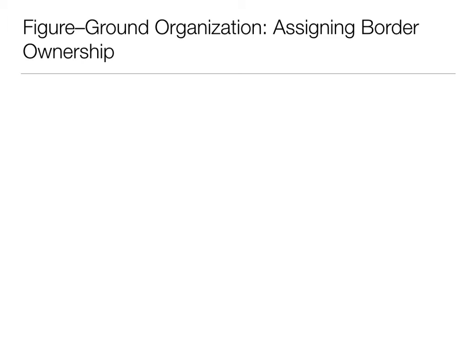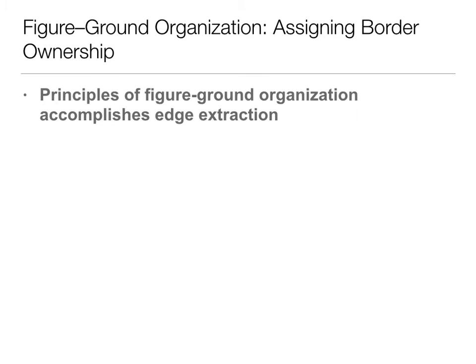So really, figure to ground organization is this process of assigning border ownership. Does that border belong to the thing, or is it part of the background? What happens at this border? What's background? What's figure? What is the figure versus what is the ground, or the background?